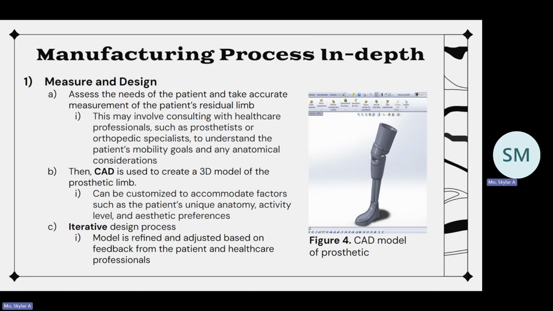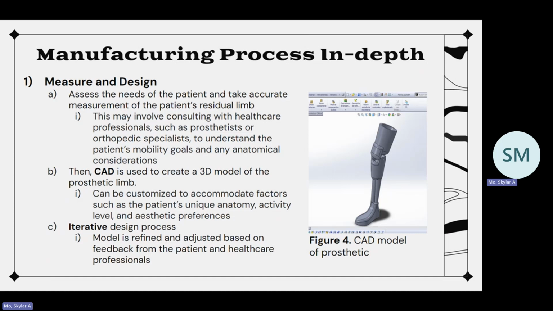So to go over the measurement and design of the prosthetic, first is assessing the needs of the patient and taking accurate measurements of their residual limb. This may involve consulting with healthcare professionals such as prosthetists or orthopedic specialists to understand the patient's mobility goals and any anatomical considerations, and this ensures that the prosthetic fits as comfortably and securely as possible.